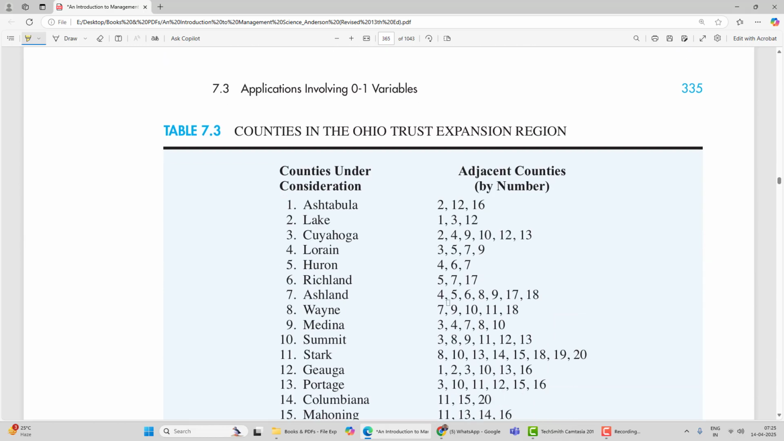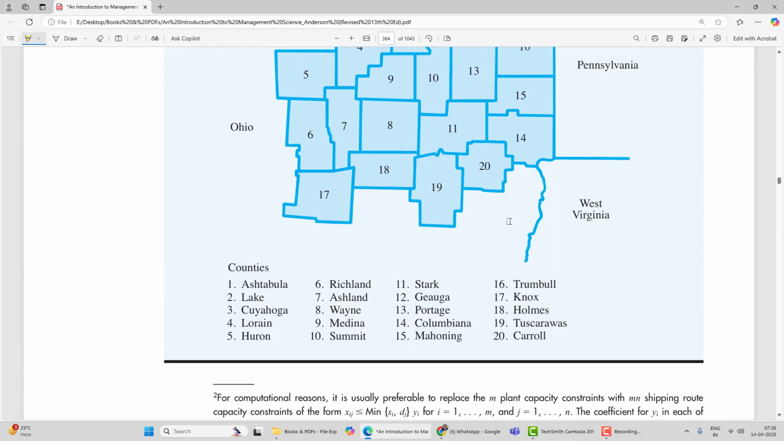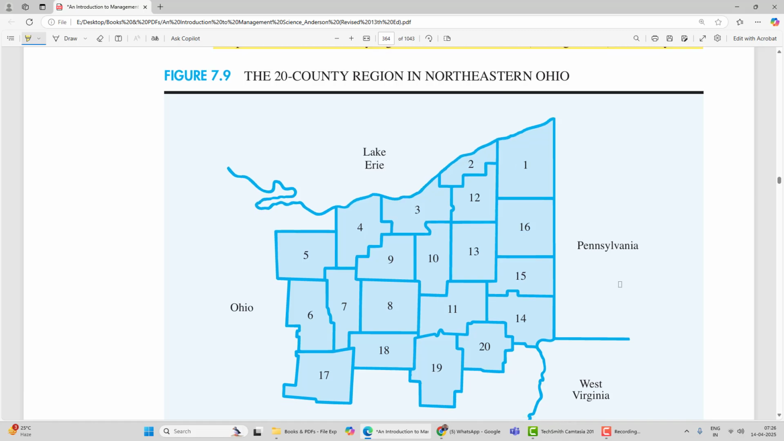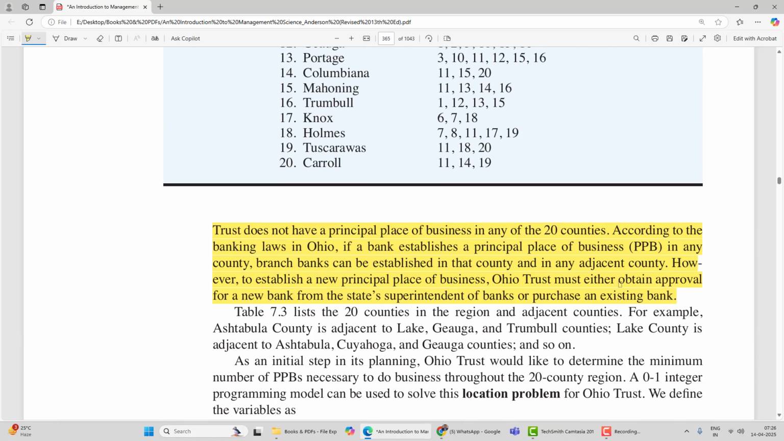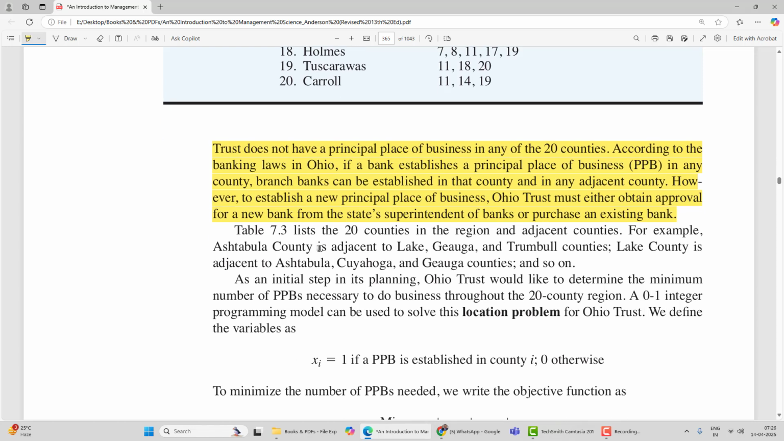Now this is the table which shows which county has which adjacent counties, but you can also see them directly from this arrangement of counties. To start with, what are our variables going to be? As an initial step in planning, Ohio Trust would like to determine the minimum number of PPBs necessary to do business throughout the 20 county region. So a 0 1 integer programming model can be used to solve this location problem for Ohio Trust.